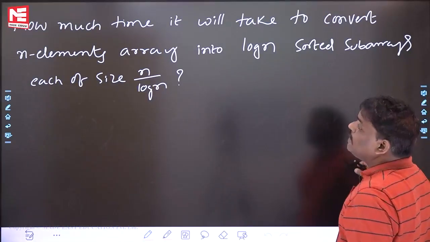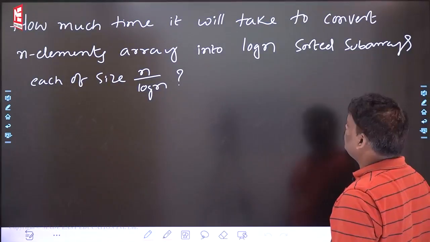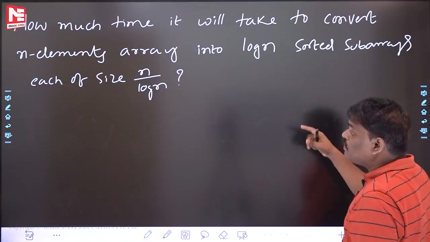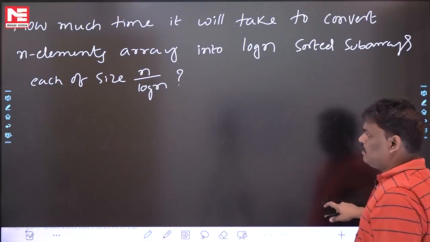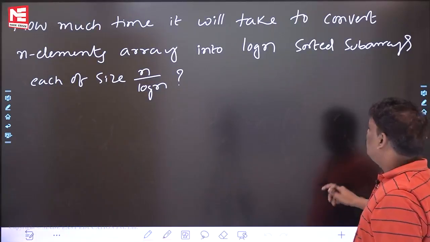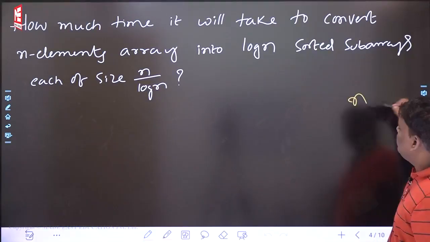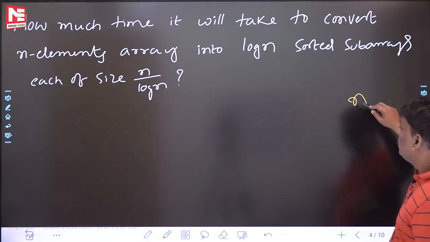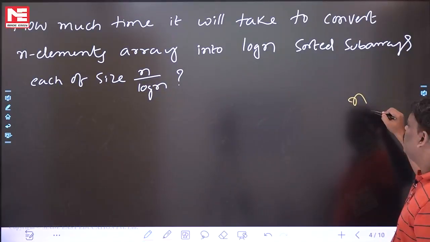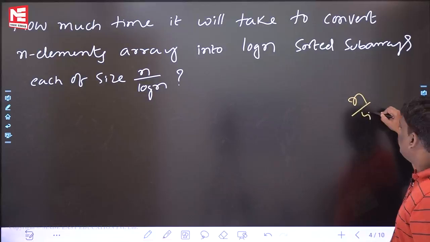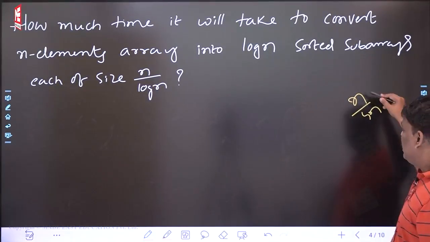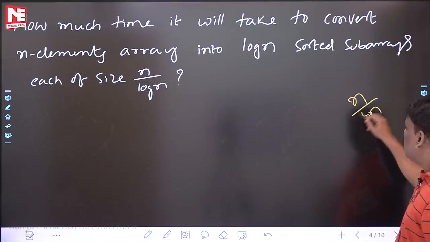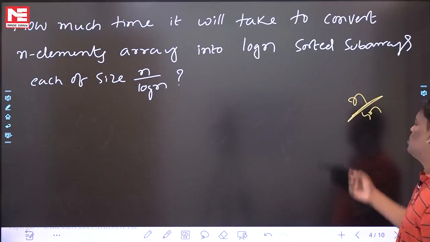See this one. The n elements array is the input. Output is going to be log n sorted subarrays, each of size n by log n. Let's see this. You only say n elements are there. If you divide the n elements into log n groups, every group size is going to be n by log n. The n elements are there in that. If you divide the n elements into log n groups, n by log n is each size.